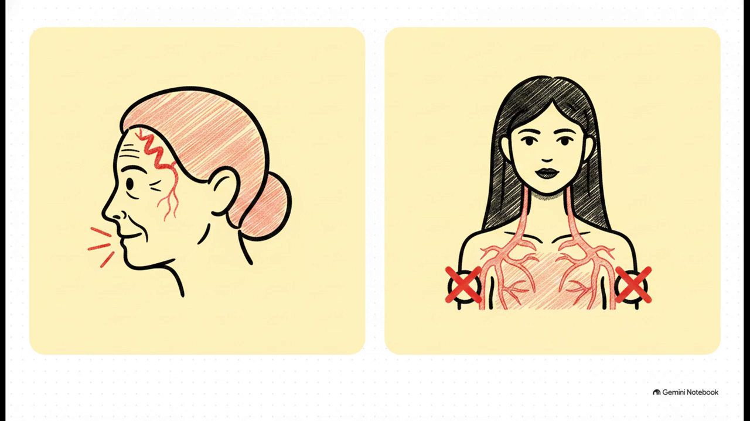On the flip side, we have Takayasu arteritis. This strikes a totally different demographic, younger females, usually under 40. It targets the massive aortic arch and the subclavian arteries, and it obliterates the blood flow to the arms so severely that it's actually clinically known as pulseless disease.